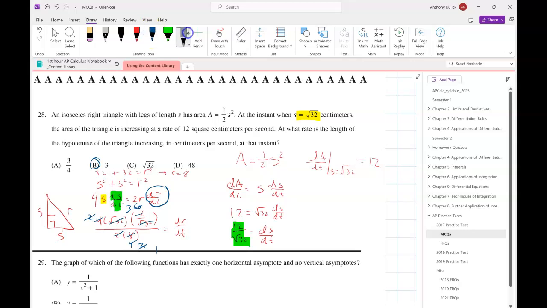I plugged in root 32 for S and then solve for R. Because that'll give me the length of R at that instant, right? Because the length of S is root 32 and they're hooked together. Does that make sense?